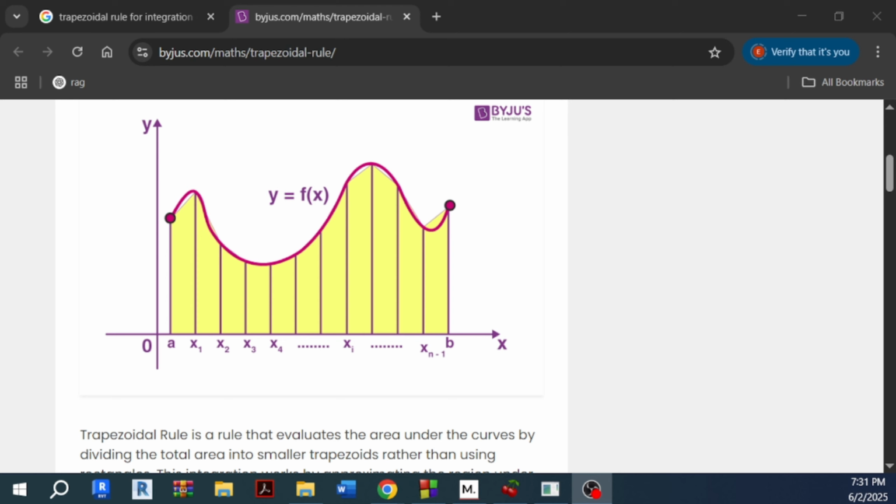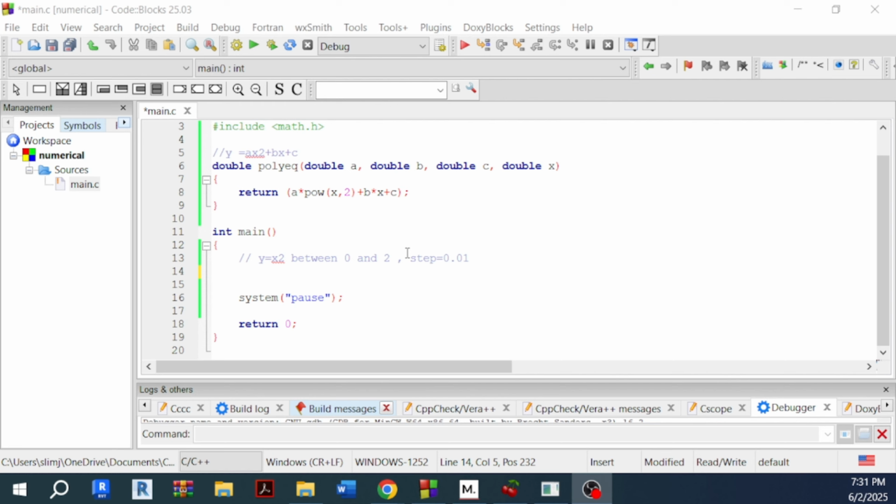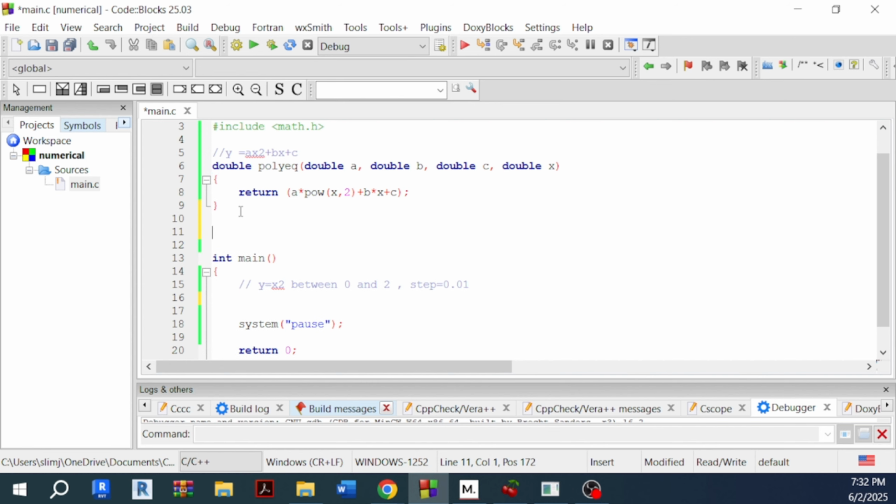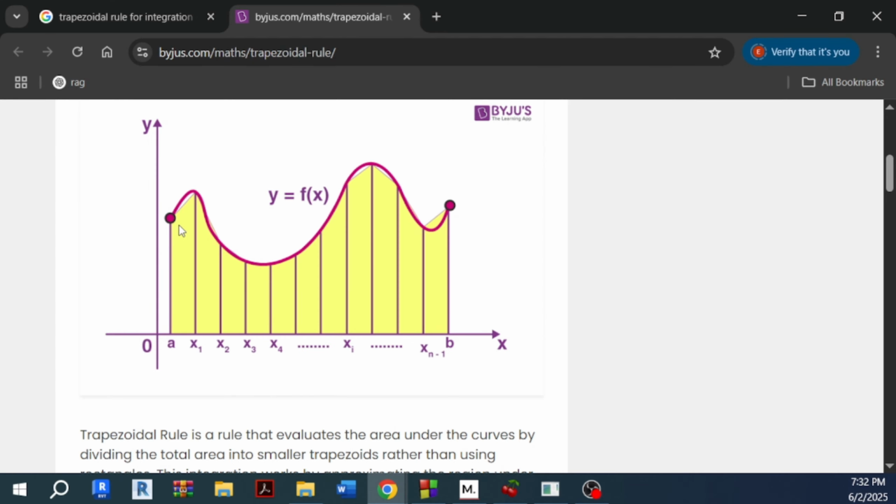Going back to Code::Blocks, we already have the polynomial function that gives us the value of the equation y, having the form y equals ax² plus bx plus c, at whatever point x. We're going to add the function for the integral that will use the trapezoidal method. Our own method won't be like the formula for the trapezoid, but instead the formula for the rectangle, which is a part of the trapezoid. Here's what I'm talking about. This rectangle plus the area of the triangle above it.